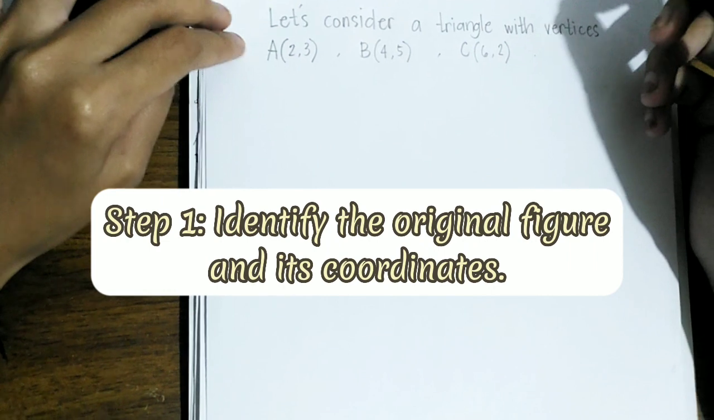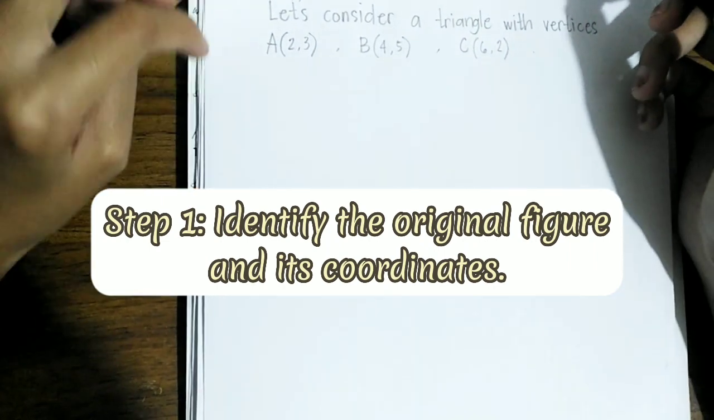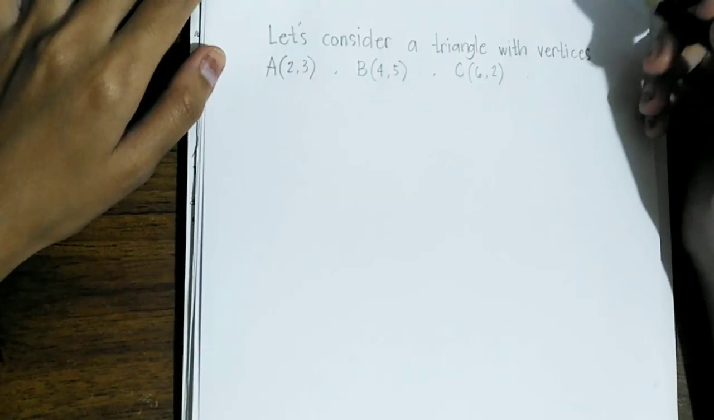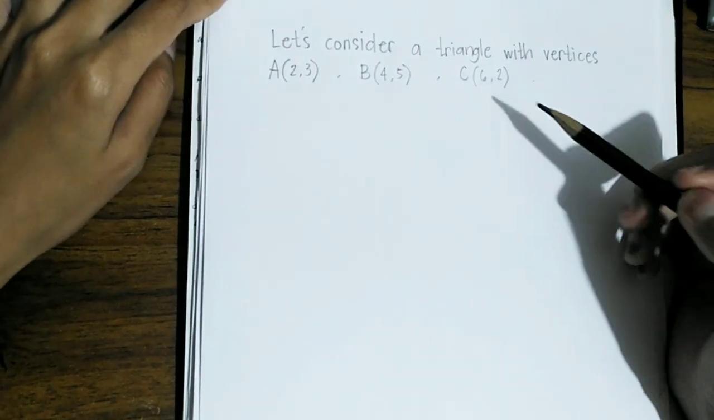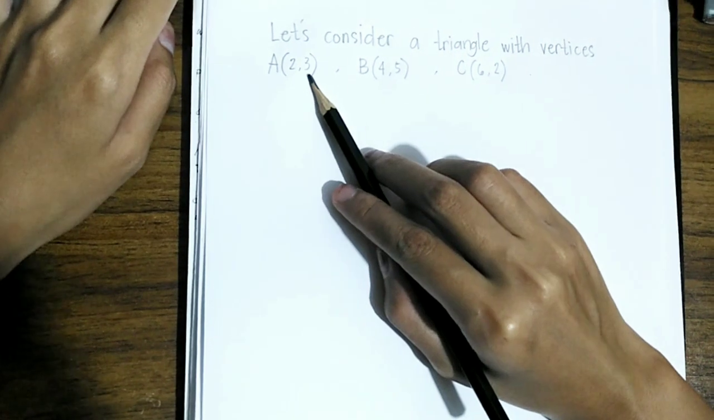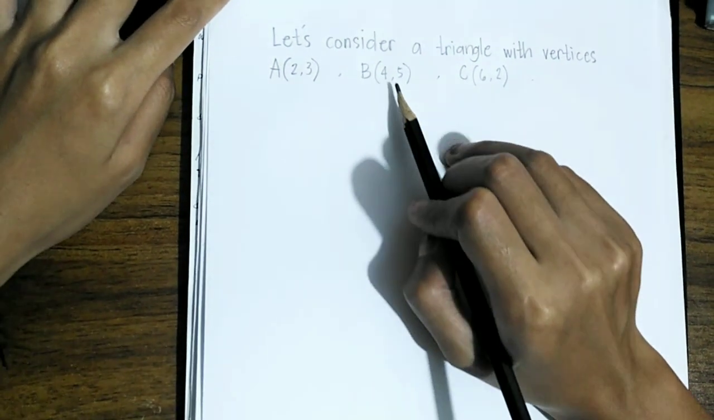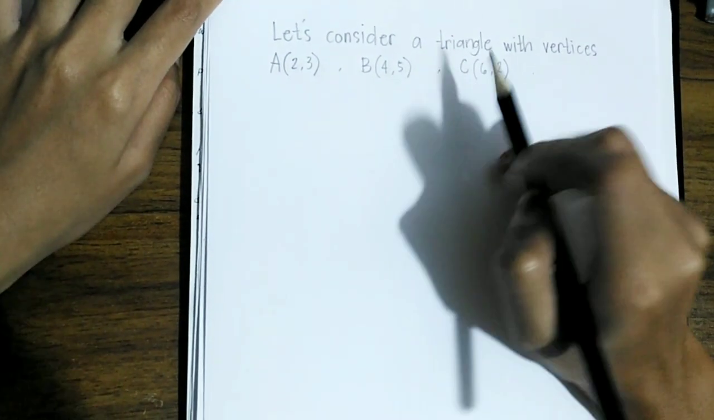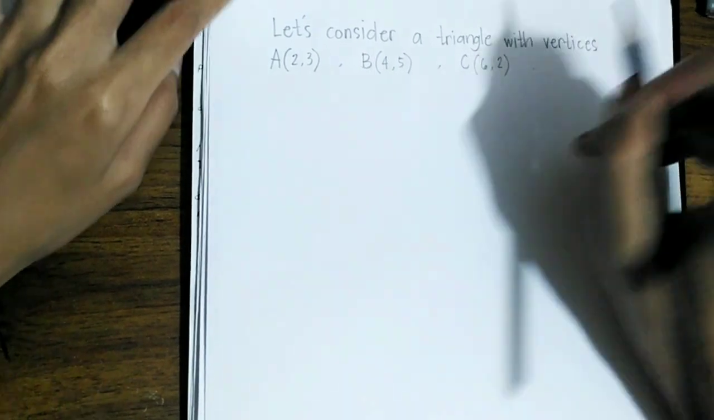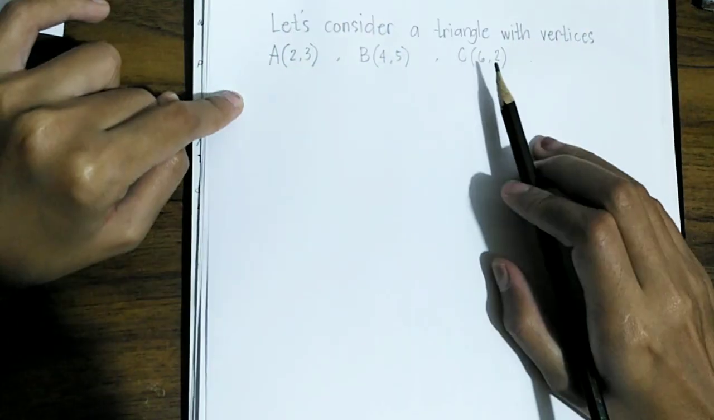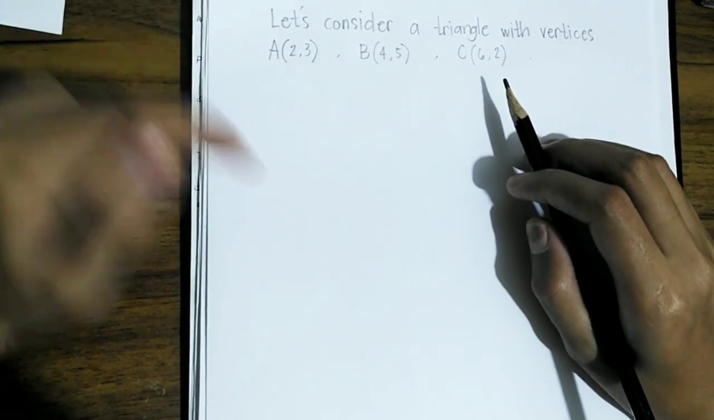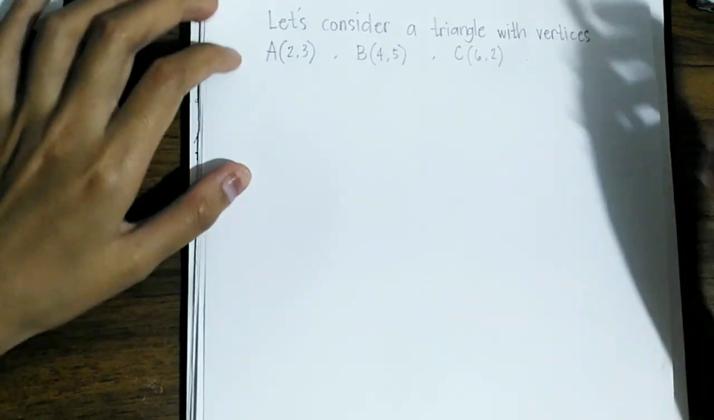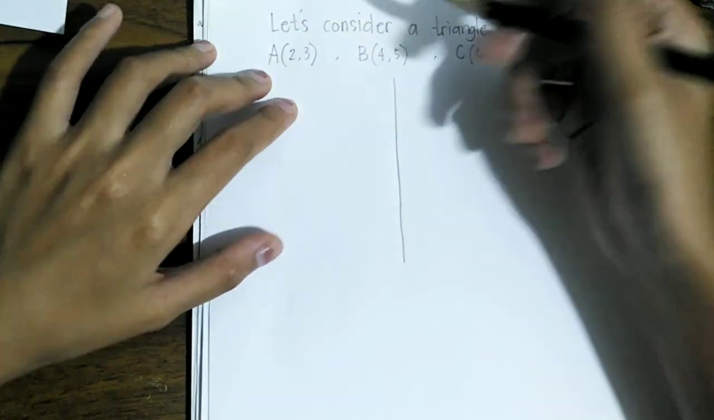So step 1. Identify the original figure and its coordinates. So here, let's consider a triangle with vertices A with coordinates (2, 3), B with coordinates (4, 5), and C with coordinates (6, 2). So these are the original coordinates, and we must plot these first before we proceed to the next step. Here, we draw a coordinate plane.